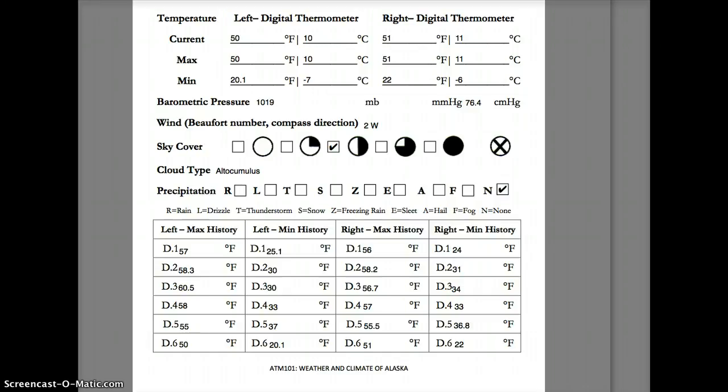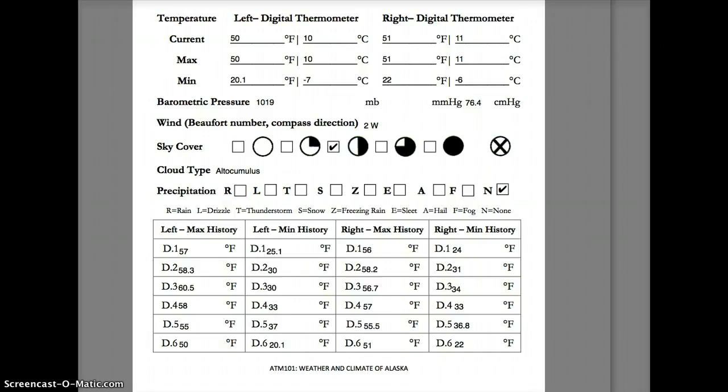As you can see here, our temperature was quite nice this week. Day one, my high was 57 and 56 on my right and left. My high was 58.3 and 58.2 on Tuesday. 60.5 and 56.7 on Wednesday, which I thought was kind of high, but these thermometers read what they want to read. Thursday, 58 and 57. Friday, 55 and 55.5. And Saturday, 50 and 51. It was fairly nice all week.